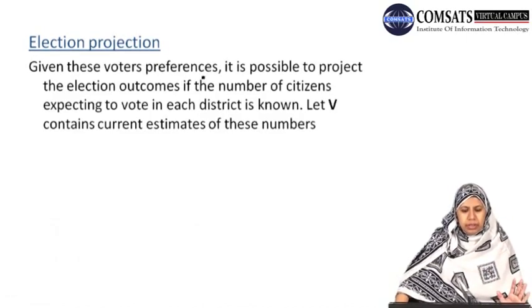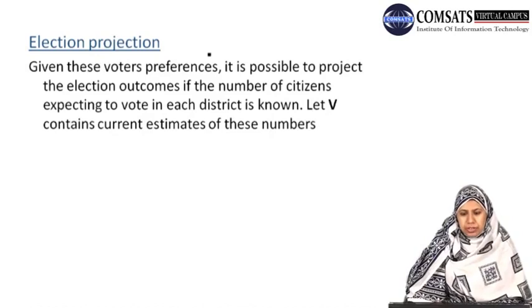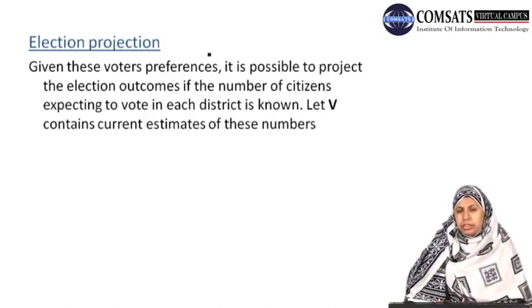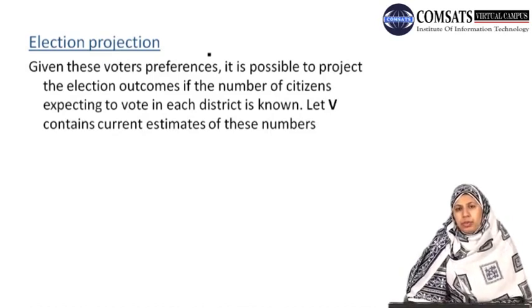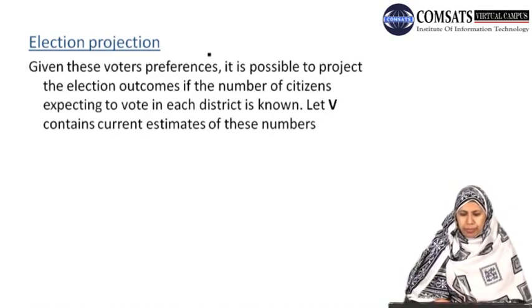And we are asked to find the estimated turnout for each of the candidates. How will we find it? For example, given these voters' preferences, it is possible to project the election outcomes if the number of citizens expecting to vote in each district is known. That is, if we know how many citizens are expected to vote from District 1, from District 2 and so on up to District 6, then with respect to the number of citizens, we can calculate the percentage of voters expected for candidate 1, for candidate 2 and for candidate 3.